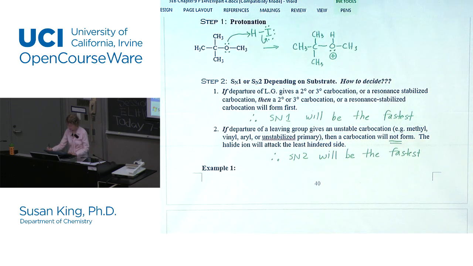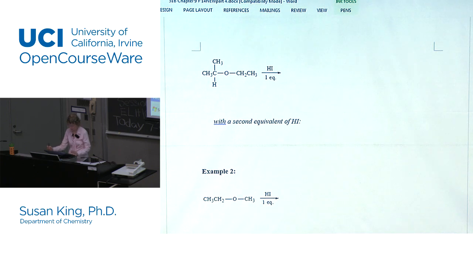All right, so let's look on the next page and see if we can do this. I'm going to go through this process with this substrate here: isopropyl on the left-hand side, ethyl on the right. Let's go through the process. First step, HBr, we protonate. You will only see this with hydrobromic acid and hydroiodic acid because these are extremely, extremely strong acids.